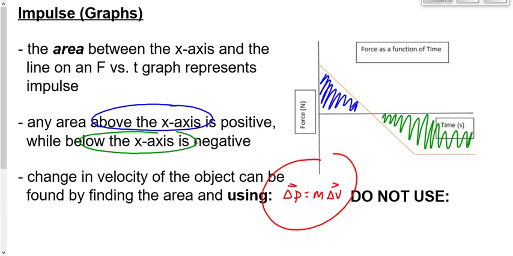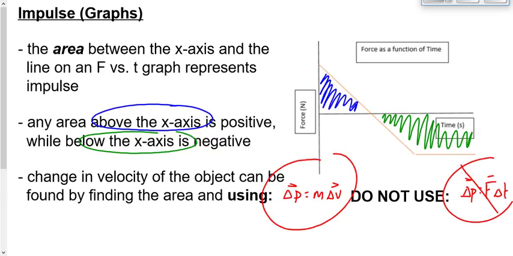What I don't want you to use ever in one of these questions, although technically valid, I don't want you to use impulse is equal to F times delta t. Why not? Anybody provide a suggestion for me as to why I don't want you to use F times delta t, even though it's technically valid anytime you have an impulse? Perfect. The force is changing.